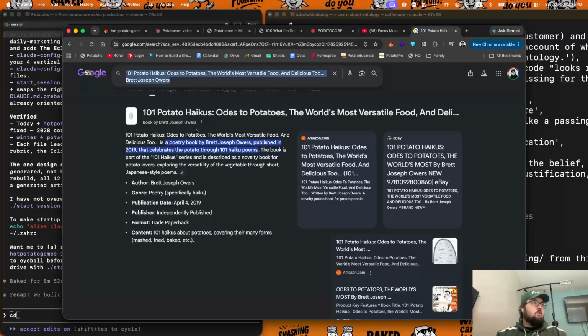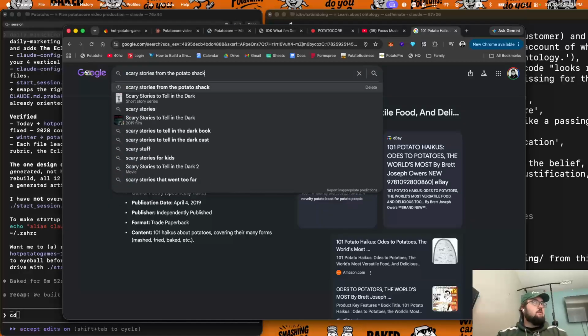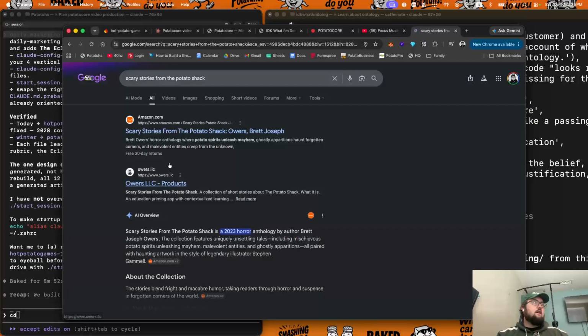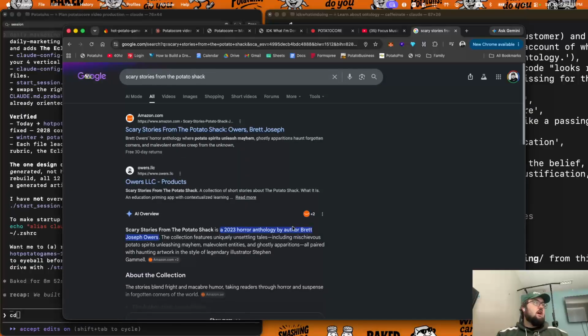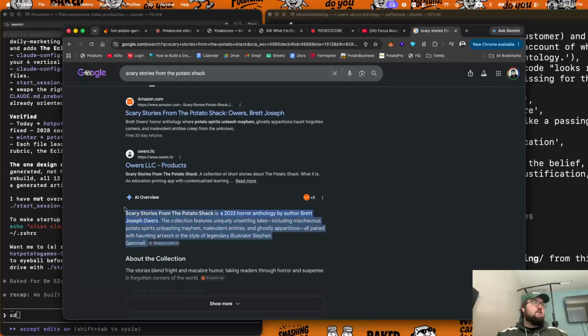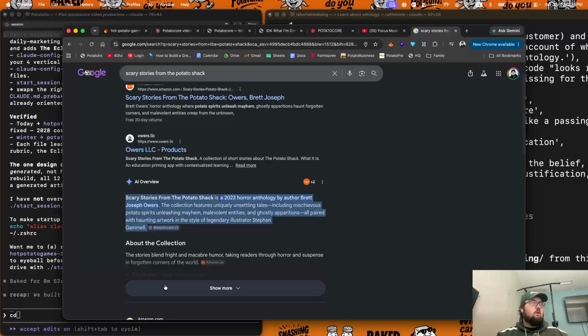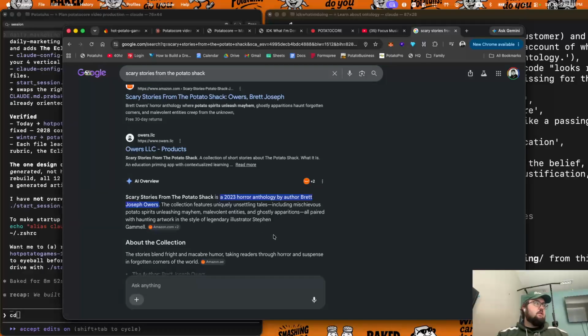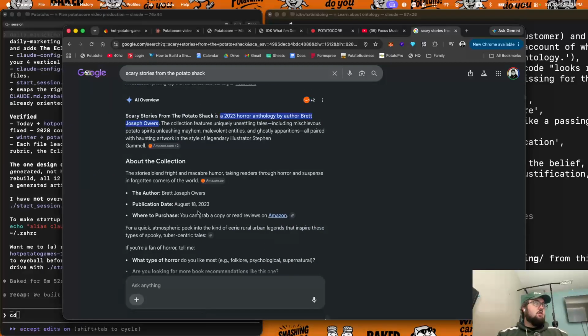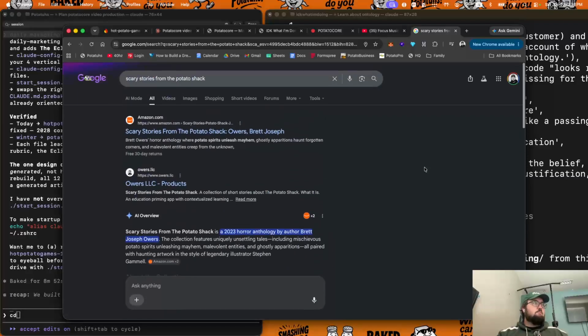Then the most recent one is Scary Stories from the Potato Shack, highly inspired by Scary Stories to Tell in the Dark. This gives me an AI overview of me. The collection features uniquely unsettling tales, including mischievous potato spirits unleashing mayhem, malevolent entities, and ghostly apparitions, all paired with haunting artwork in the style of legendary illustrator Stephen Gammell. Very, very inspired by that. That was August 18th. So we've got some books on Amazon.